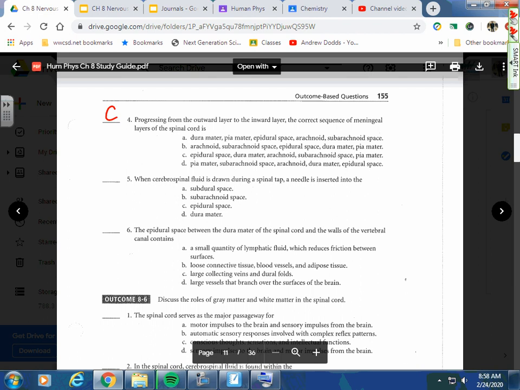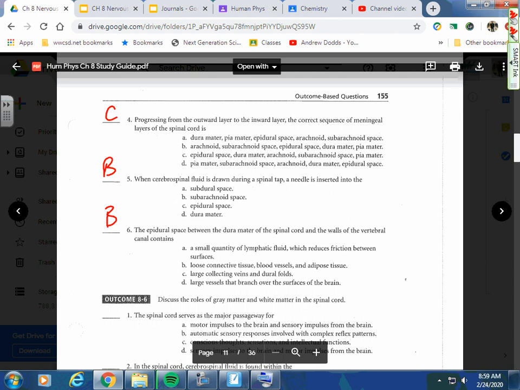Number 5 is going to be B. When cerebrospinal fluid is drawn during a spinal tap, a needle is inserted into the subarachnoid space. Number 6 is going to be B as well. The epidural space between the dura mater of the spinal cord and the walls of the vertebral canal contains loose connective tissue, blood vessels, and adipose tissue.